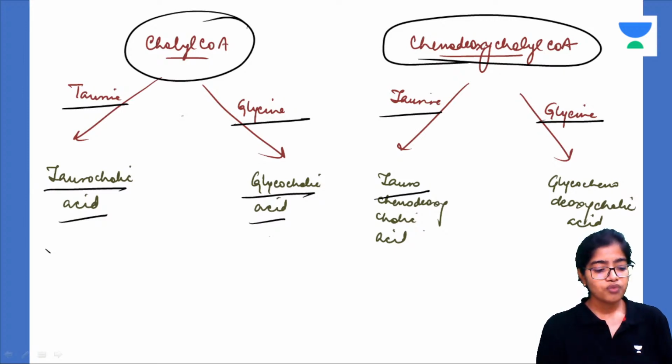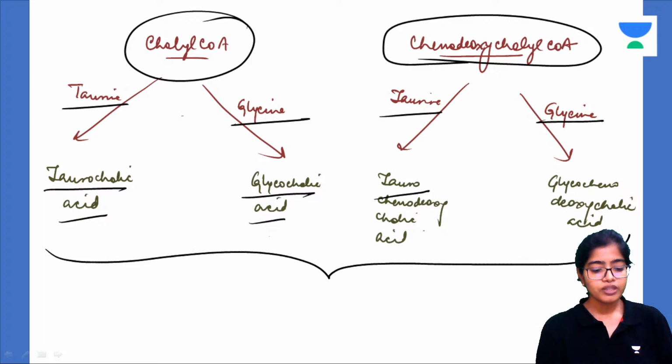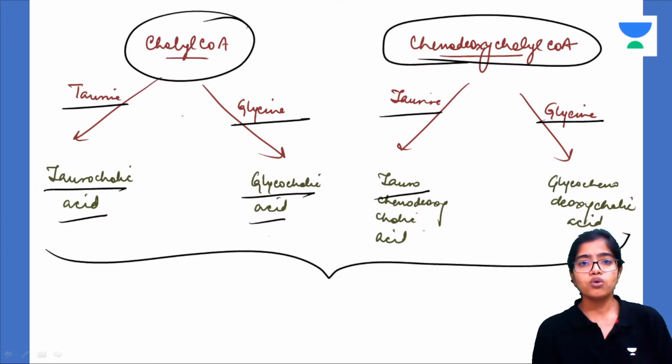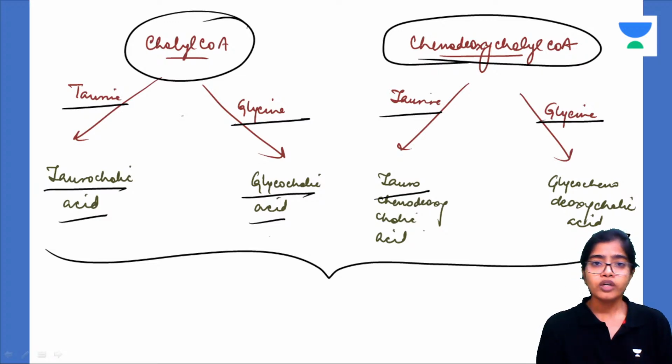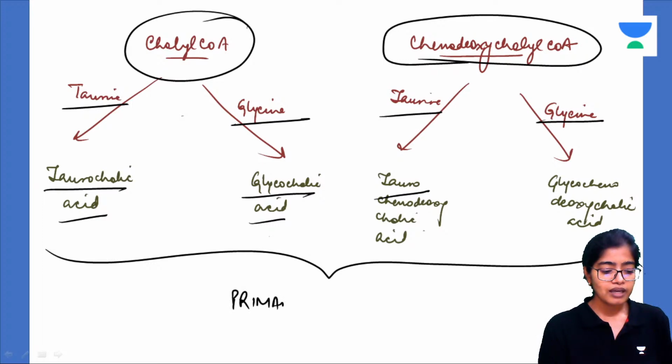Now, what are these 4? Come on, you can speak along with me. If you speak up or if you write it down, then it will be ingrained in your memory. Okay. So, taurocholic acid, glycocholic acid, taurochenodeoxycholic acid, glycochenodeoxycholic acid. All these 4 are the primary bile acids.